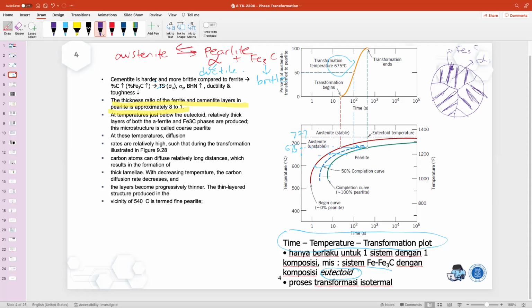produced. Why? Because around this temperature, the diffusion in solid is still quite fast, so the carbon can diffuse and make a thick Fe3C. However, at a lower temperature around here, the carbon diffusion decreases and the layers become thinner. The thin layer structure that is formed we call fine perlite. And here is called coarse perlite.